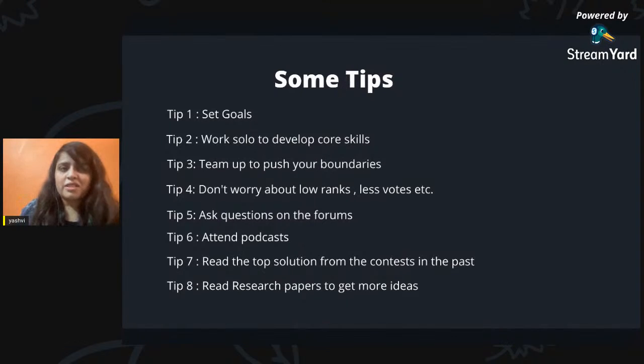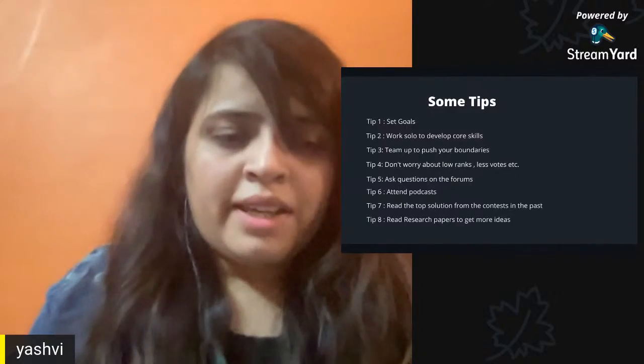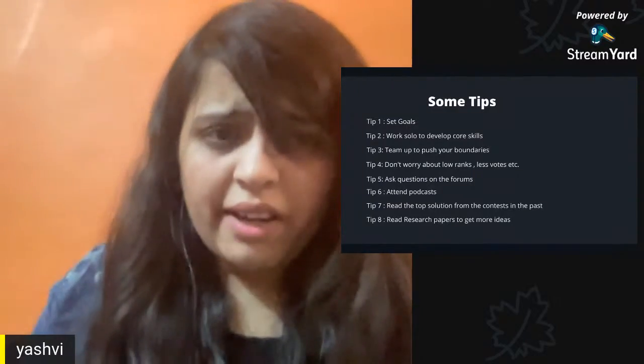Then try to implement the research paper. Like when they have explained the working and architecture of some machine learning model, you can try to implement those.